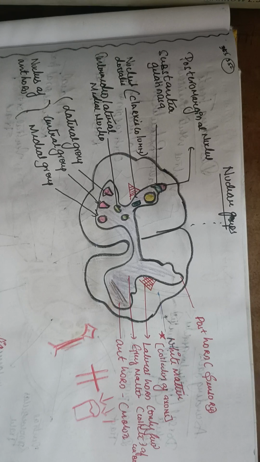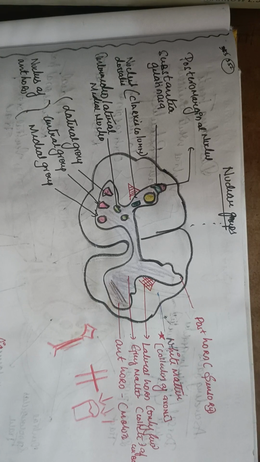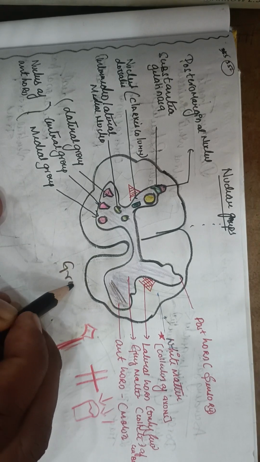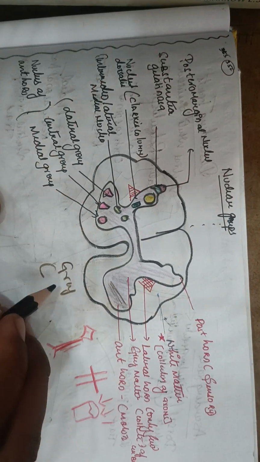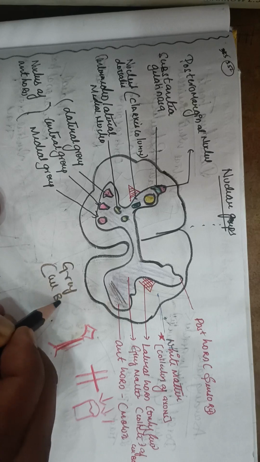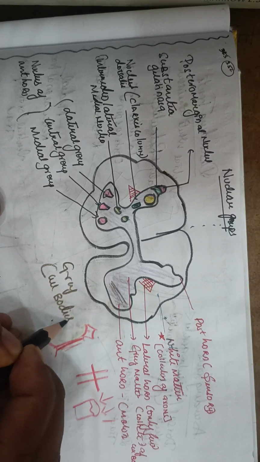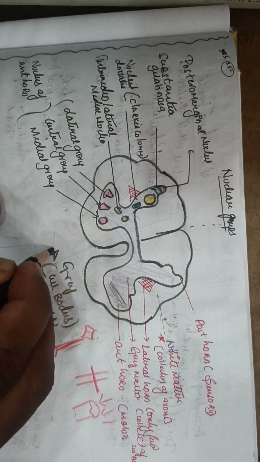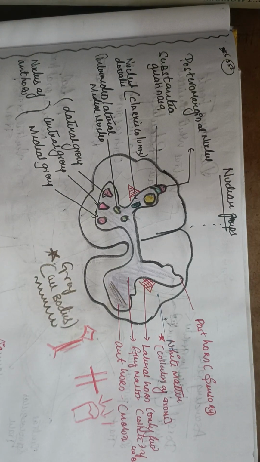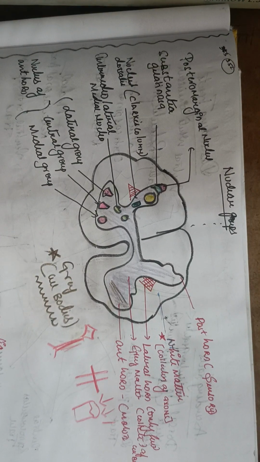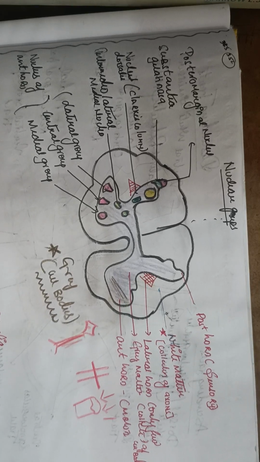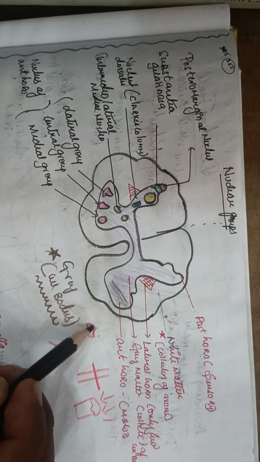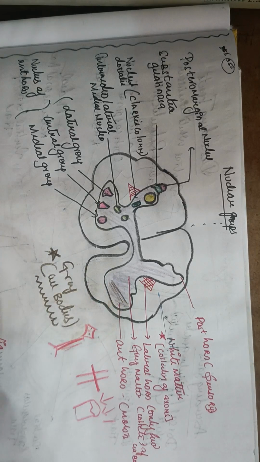Remember that the gray matter is because of a collection of cell bodies. That is the reason, because of the granules which are present in the cell body, this looks gray in nature.